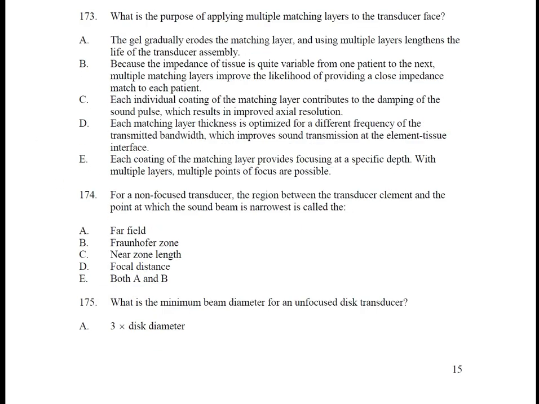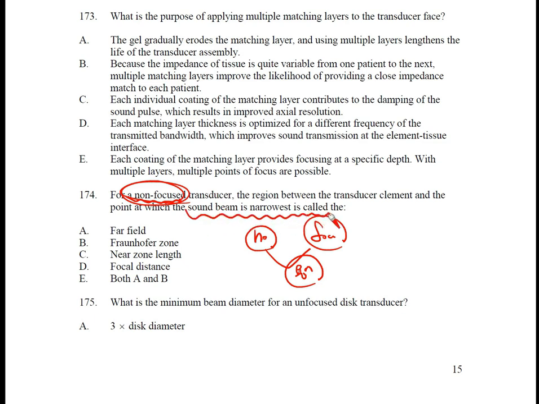Next, let's move on and look at question number 174. The keyword you need to pay close attention to in this question is the term non-focused. It refers to a state where focusing is not applied. Usually it can be divided into two cases, when focusing is not applied and when focusing is applied, and there is a difference in terminology between these two situations. Since the question is asking about non-focused, you need to choose the term related to this. The question is asking which area the sound beam gradually narrows. The correct answer is C.